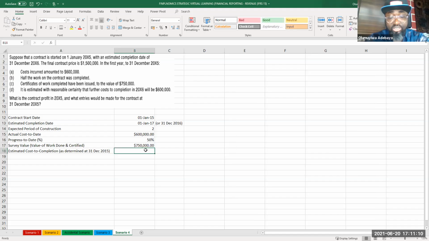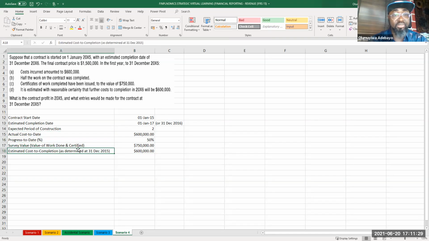And that was said to be 600. Now take note. By nature of this contract, they believe that the same spectrum of what they are doing are equal. That's why you find out that 50% progress has consumed 600,000. The remaining 50% also is expected to consume 600,000. But that is not usually the case in all contracts.